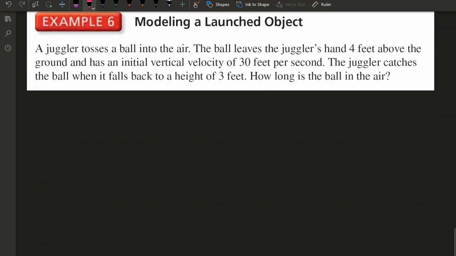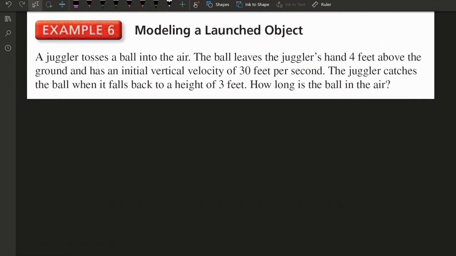Now, let's look at an example. A juggler tosses a ball in the air. The ball leaves the juggler's hand 4 feet above the ground and has an initial velocity of 30 feet per second. The juggler catches the ball when it falls back to a height of 3 feet. How long is the ball in the air?